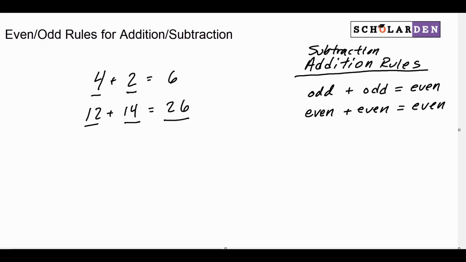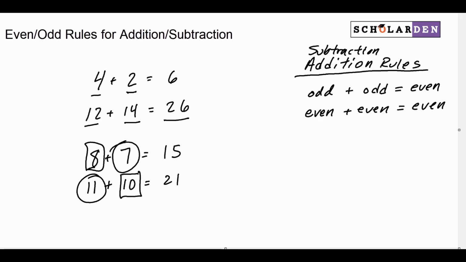Okay, what about an even plus an odd? Let's try 8 plus 7. 15, that's odd. How about 11, that's an odd, plus an even, let's say 10, 21, another odd. It looks like when we add an even number plus an odd number, we always get odd numbers. And of course, addition, it doesn't matter what order we do this in, so even plus odd is the same as odd plus even, and we always get odd.